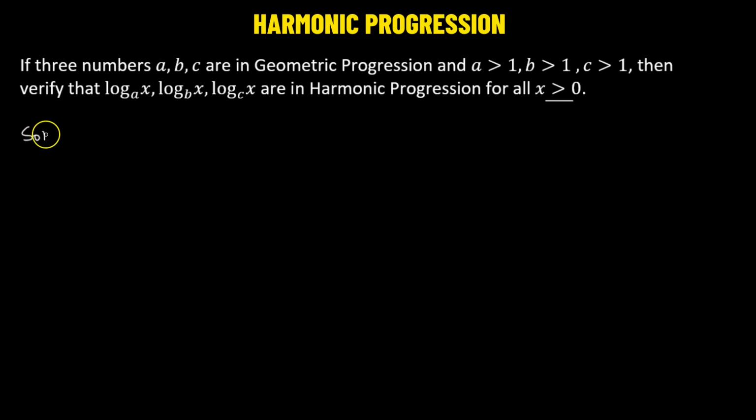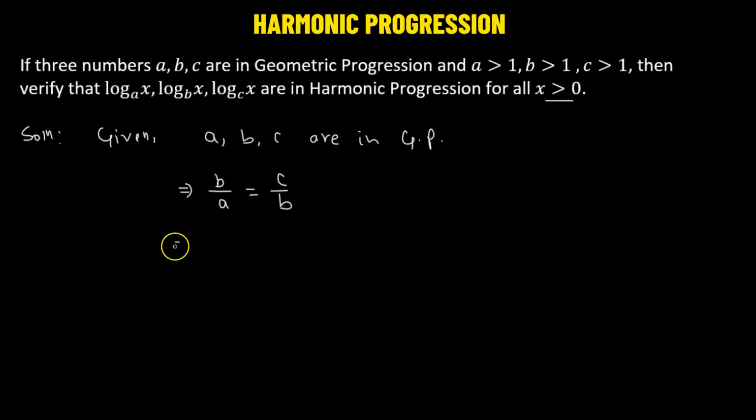So let us begin. We'll start with a given condition. Here we are given that a, b and c are in geometric progression. So if they are in geometric progression, then we can immediately say that they are going to have a common ratio. So b, the second term divided by the first term, this ratio will be exactly equal to the ratio of the third term to the second term, which means we have b squared equals ac.